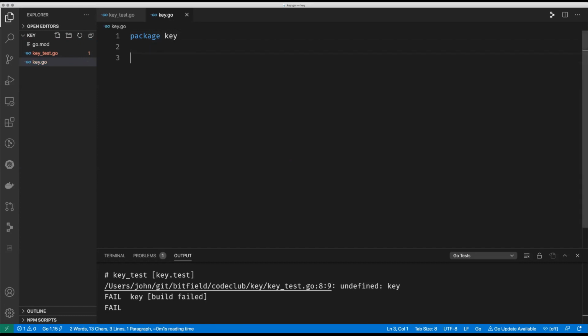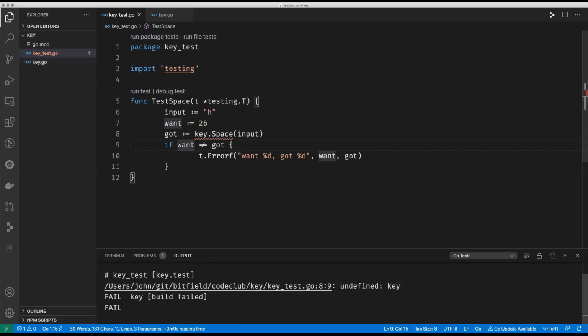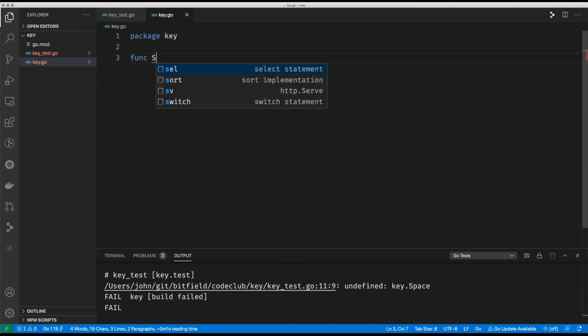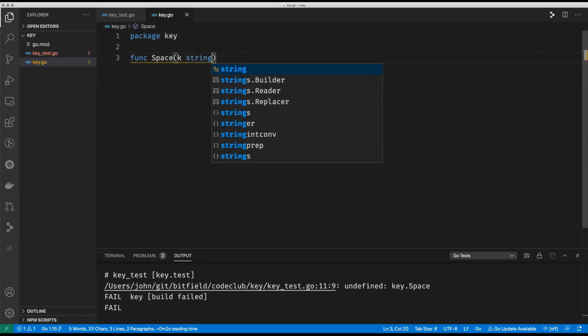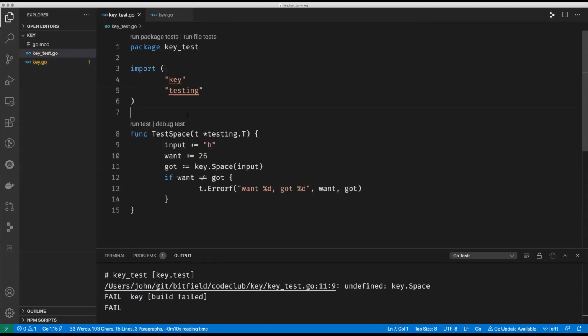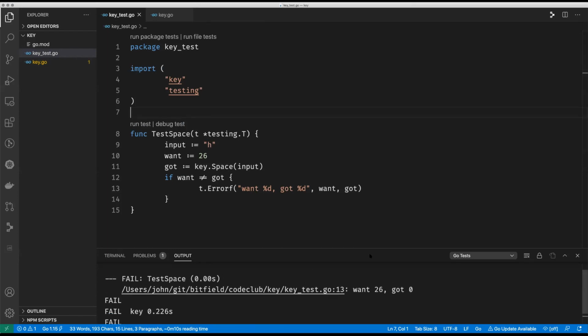We're well on top of this, aren't we? I didn't import it. Undefined key.space. Okay, that's perfectly fair, isn't it? Let's define that. We already decided what it takes. Let's call the key K. And let's have it return, say, int. Simplest thing to do is just return 0. So let's do that. Want 26, got 0, so I believe that.